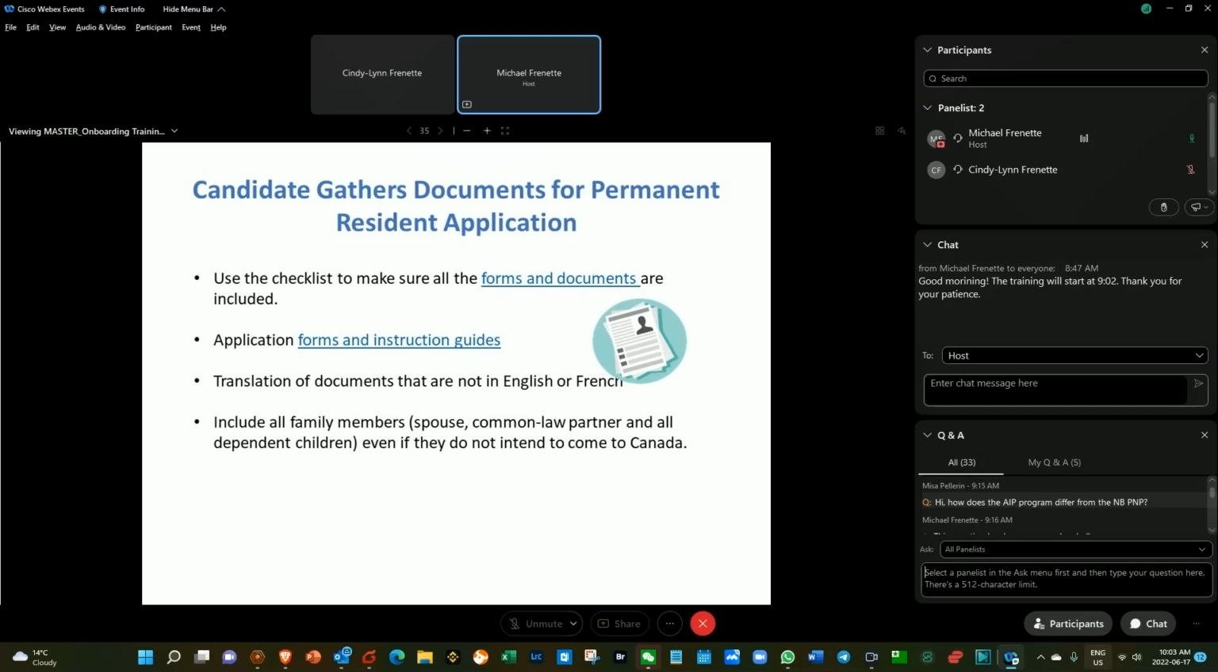The document checklists are non-exhaustive lists, so it is important that your candidates submit enough proof that they meet the minimum requirements of the program. If the documents are in a language other than English or French, a translation by a certified translator will also be required. Your candidate will need to include all family members in their application, even if they do not intend to come to Canada. That includes spouse, common law partner, and all dependent children.